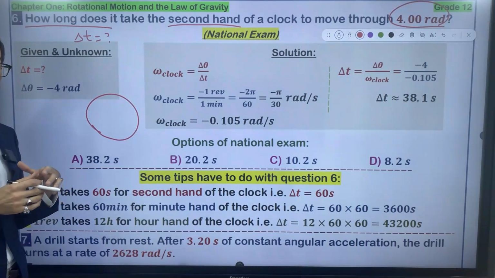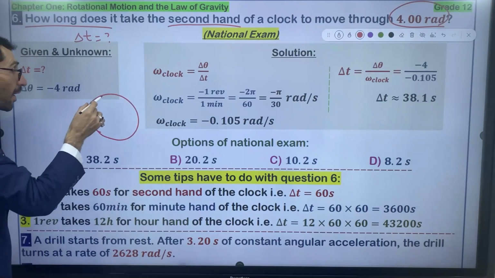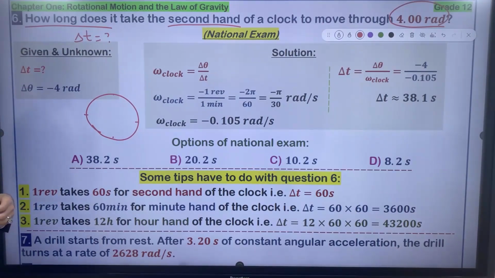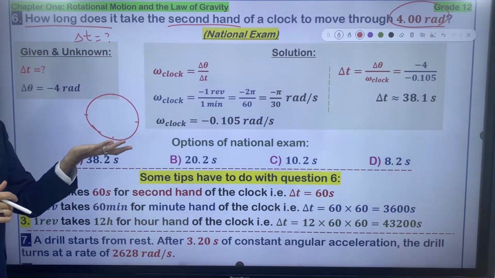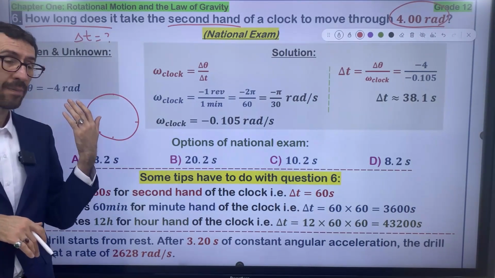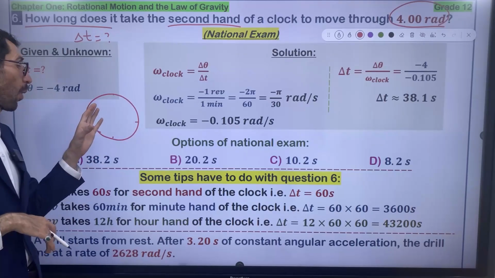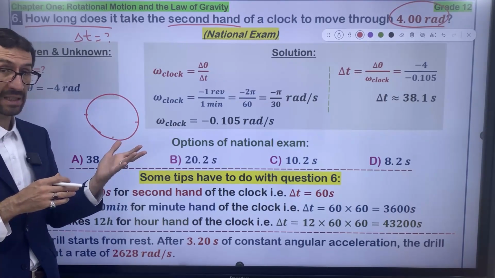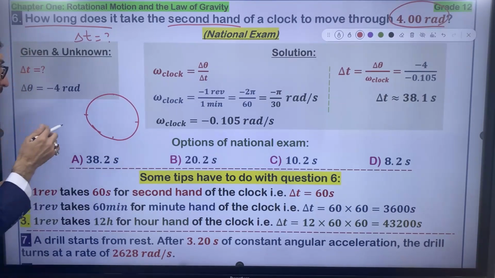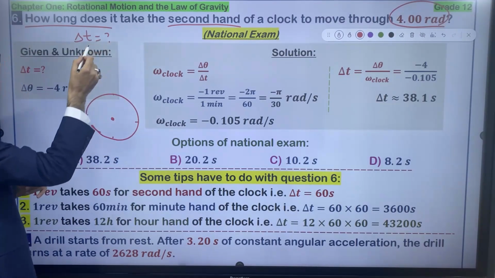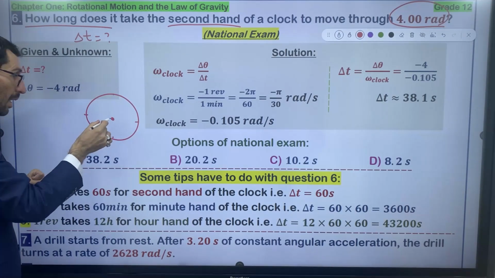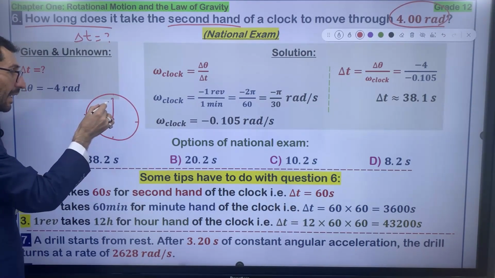For any clock or for any watch, there's a constant omega for each hand, for the second hand, for the minute hand, or for the hour hand. The omega for each case is constant for each clock all over the world. Because here it says second hand, I only focus on the second hand of the clock, right? This is the second hand.